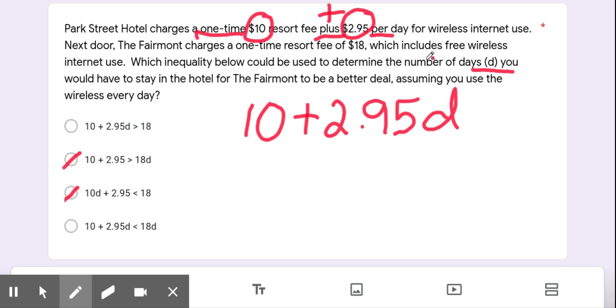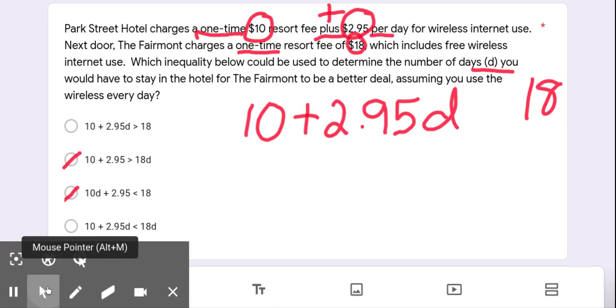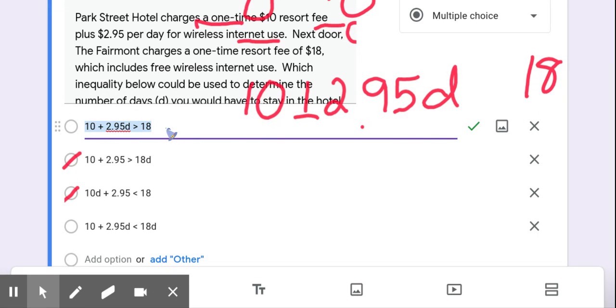So let's look at the other one. The Fairmont charges a one-time fee. Remember what I said about one-time? One-time means it's standalone, no variable with it. So it should just be a regular 18, no days with it. This one has days with it, so it's going to end up being A. Check mark, it's A.